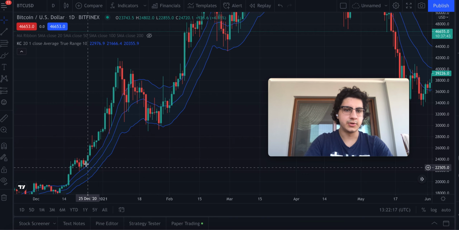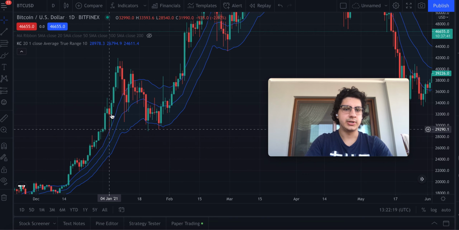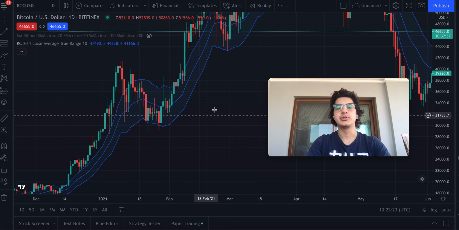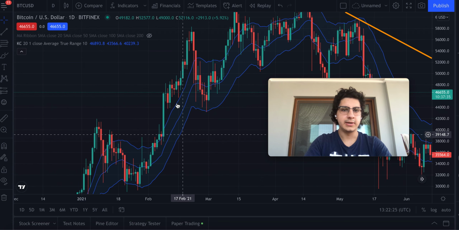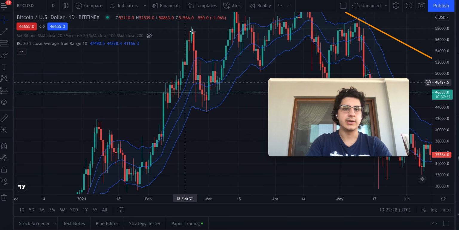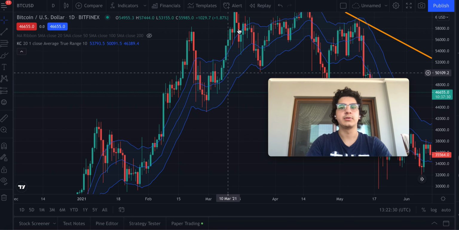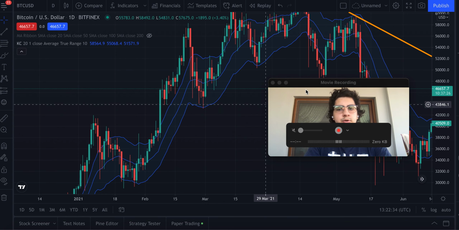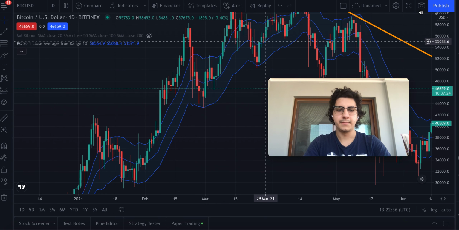During the beginning of this bull run, we can see that the top Keltner channel was acting as support. Once it fell down, the bottom Keltner channel acted as support. And once we went up again, the same thing. The top Keltner channel acts as support, falls down to the bottom one. Top Keltner acts as support, falls down to the bottom one. So could this be a new movement for Bitcoin? Let's see.